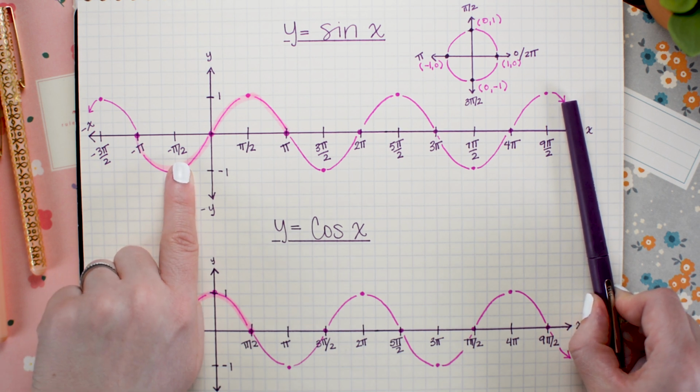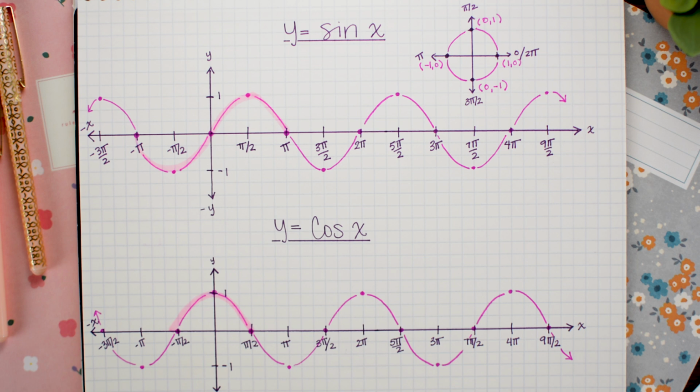All right, so the last function that we are going to look at today is the tangent function. And it is a little bit different from the sine and cosine functions. It isn't continuous like these functions, and it has asymptotes. So let's take a look at how that's going to work.